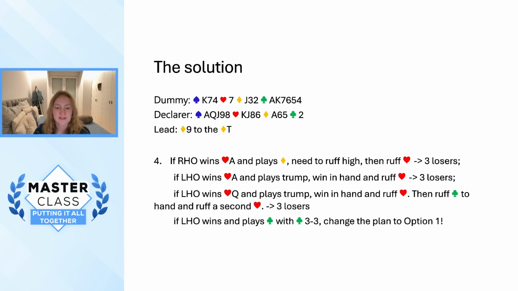The other option is that left-hand opponent might not play a trump. They might decide to play a club. If they're 4-2, this is not very interesting. You can over-ruff if necessary, if right-hand opponent ruffs. But if they're 3-3, this is very helpful now, because you can change the plan to option 1. And this is, like we said earlier, a way of having your cake and eating it. You can draw the trumps backwards and play the clubs as winners.